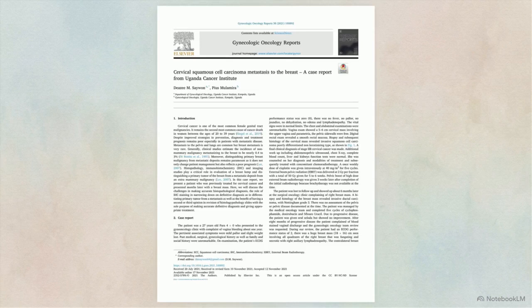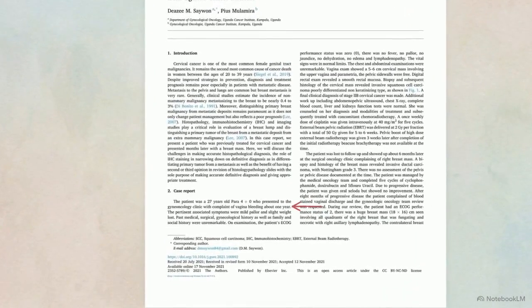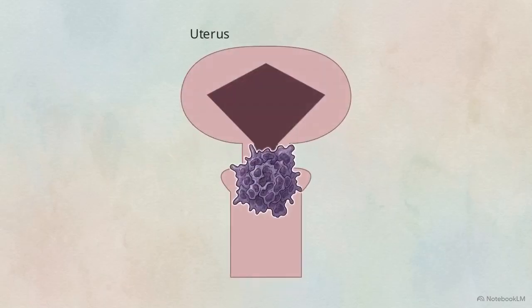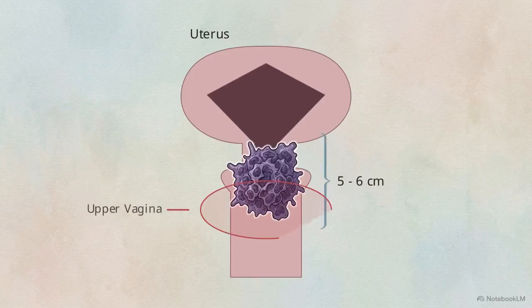Consider this case file. A 27-year-old female patient arrives at a gynecology-oncology clinic with a single, alarming primary complaint: severe, persistent vaginal bleeding that has lasted for an entire year. Upon physical examination, the source of the hemorrhage is immediately apparent. There is a massive 5 to 6 centimeter tumor deeply involving the upper vagina and the surrounding cervical tissues.